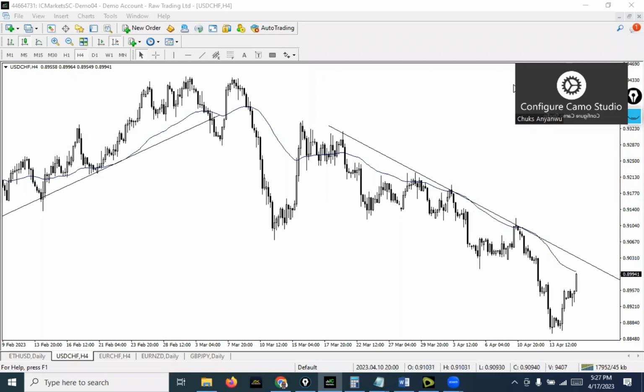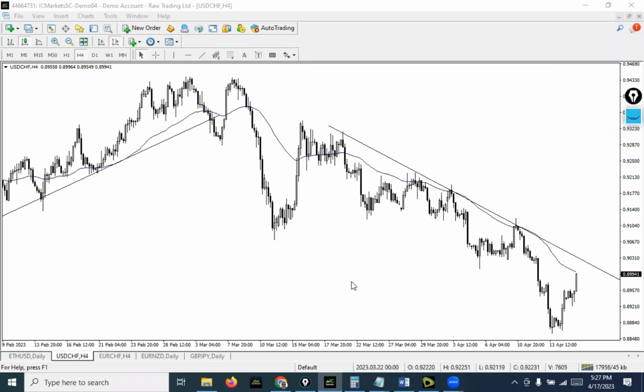All right, guys. I just want to show you how to use the Fibonacci retracement tool.